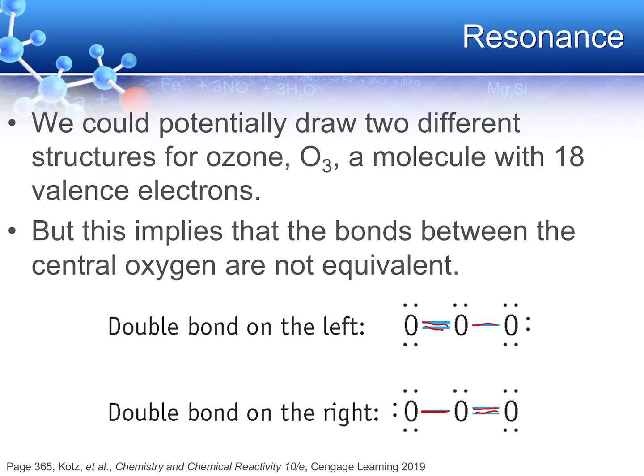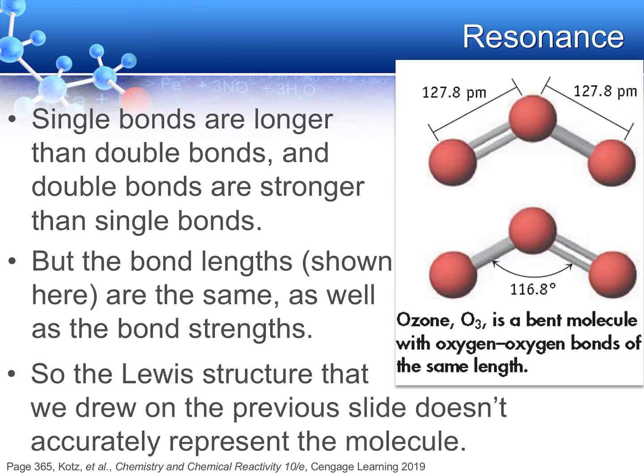But that makes it seem like they're not equivalent. And actually, there are ways that we can measure these things. Ozone actually has an angular or bent geometry. We'll talk about why in the next section. But you can measure these distances, and they are identical. Between this oxygen and this oxygen, the distance is 127.8 picometers, and the same thing over here. This is also 127.8 picometers.